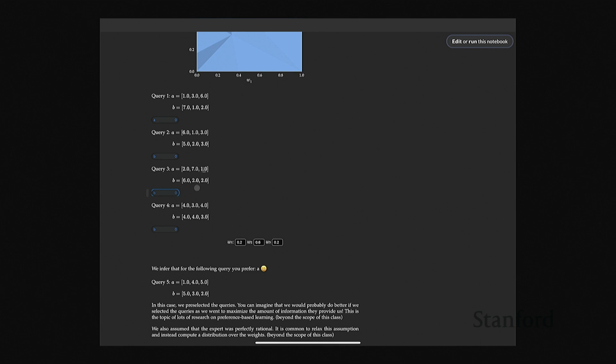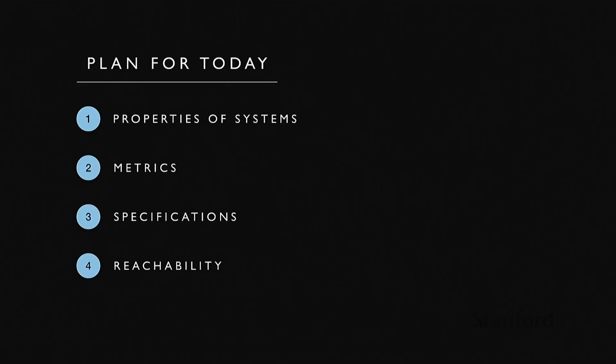It turns out this can actually be pretty hard to do. If I gave enough of these and they were close enough together, you might be inconsistent eventually. So what a lot of people do is they relax this assumption and instead compute a distribution over the weights and model the human's choice in a probabilistic way. That's what a lot of people do. And if you understood this, you have an inkling towards understanding how RLHF works, which you may have heard of for large language models. There's obviously a lot more involved here, but this is the general idea. Okay, cool. So that wraps up metrics, and now we'll go into specifications.